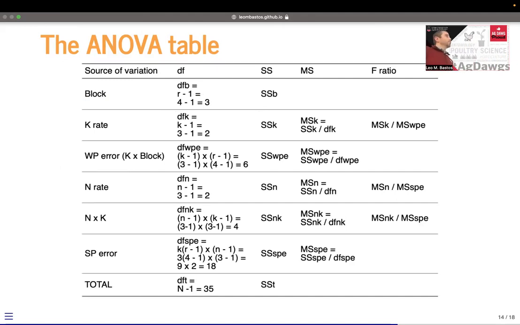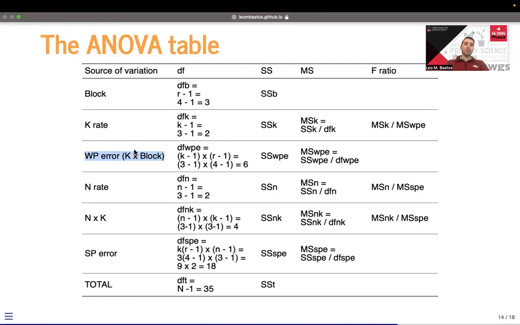Okay, let's walk through this ANOVA table slowly and see what is going on. We start out with our block effect, which has 3 degrees of freedom, just like before. We have our potassium rate, just like before, with 2 degrees of freedom. And then we have this interaction between potassium rate and block, which is right here, and that is our whole plot error.